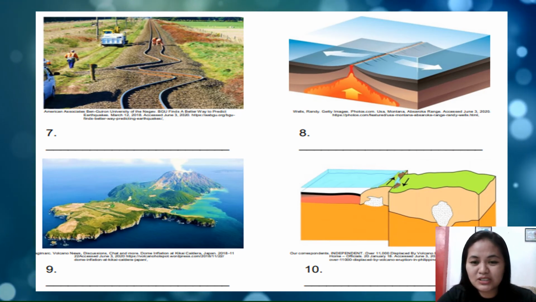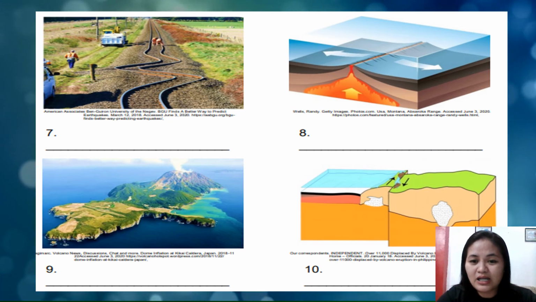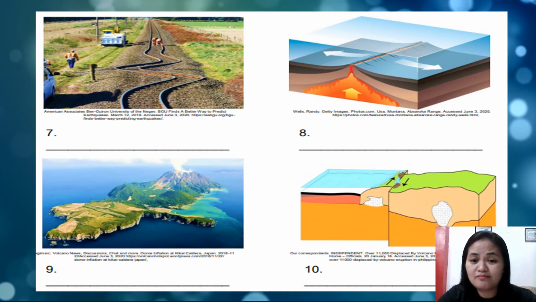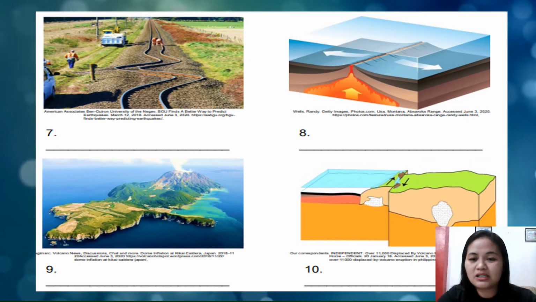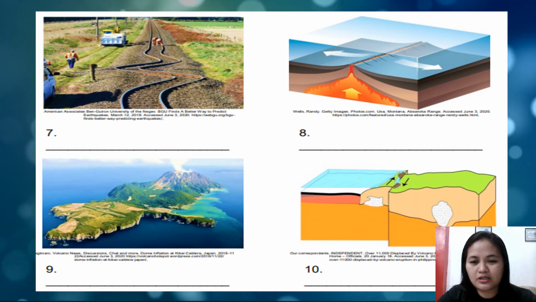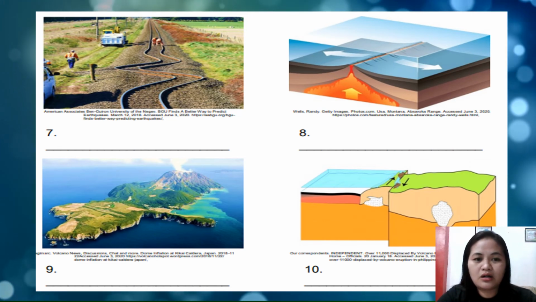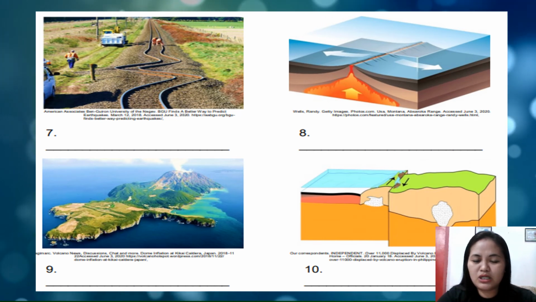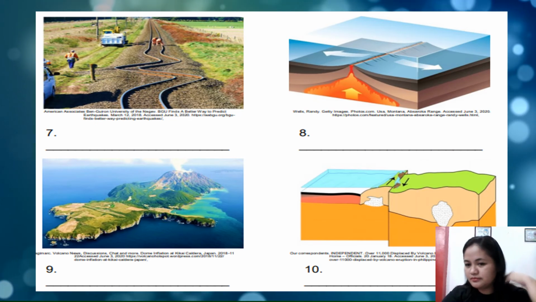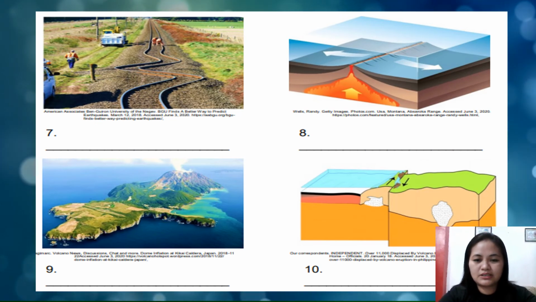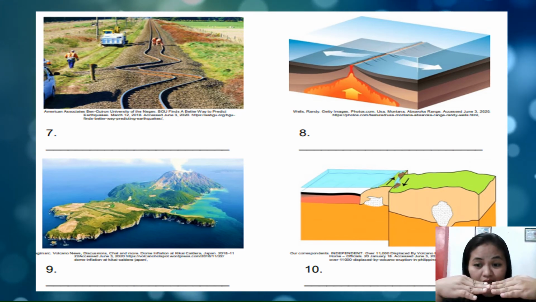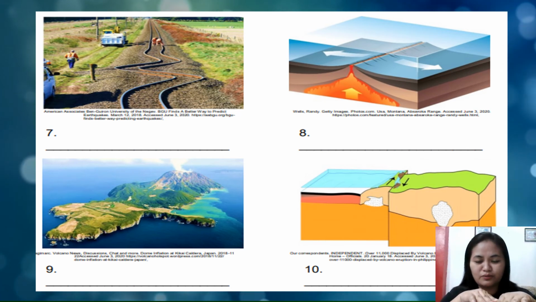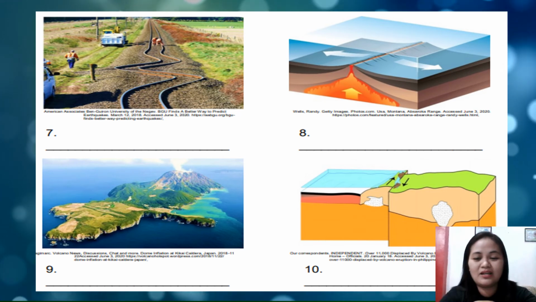Number 10. Bonus ulit si number 10, guys. Look at the arrows. They are not going to each other, or they are not meeting, they are not breaking, but they are just sliding past each other. This is what happened to the railway and the road in the previous slide, guys. So what is this? Is it convergent? Is it divergent? Or is it transform? Ang bait kong tutor, no? Kasi halos sinasagot ko na.